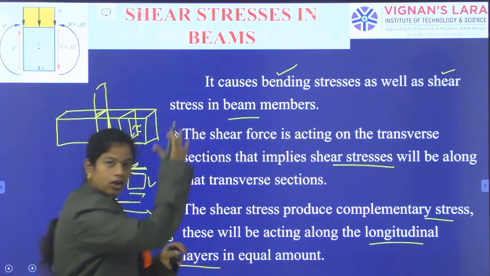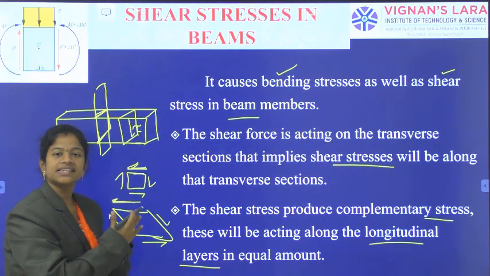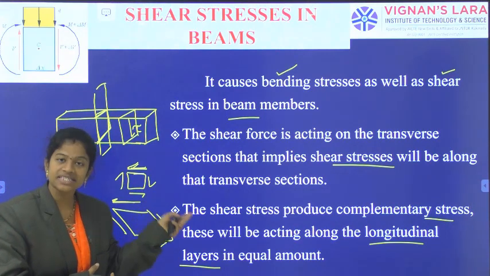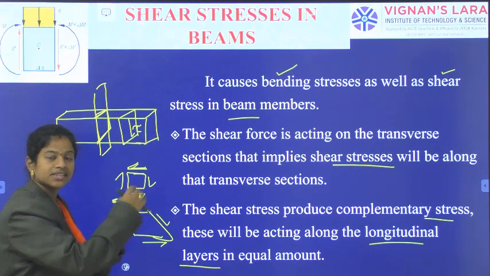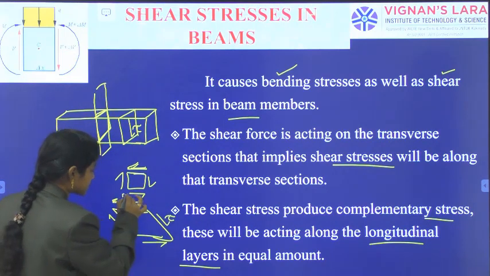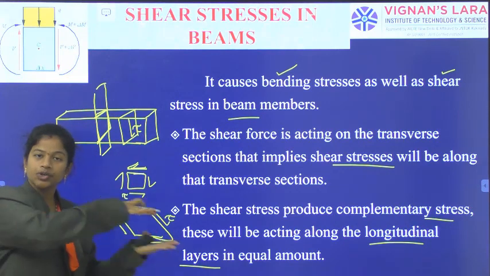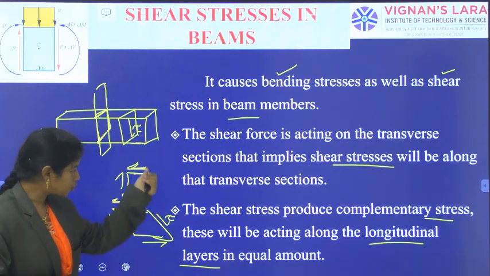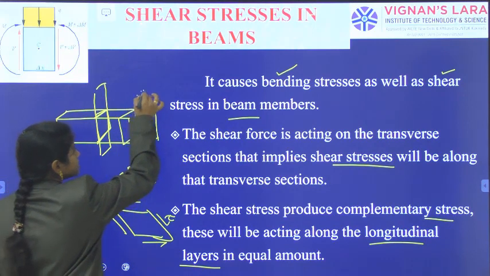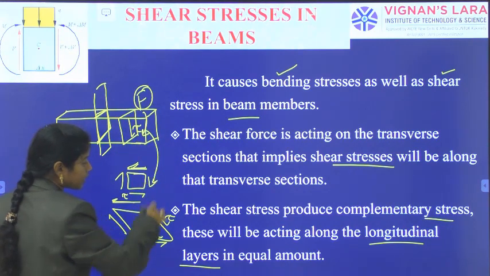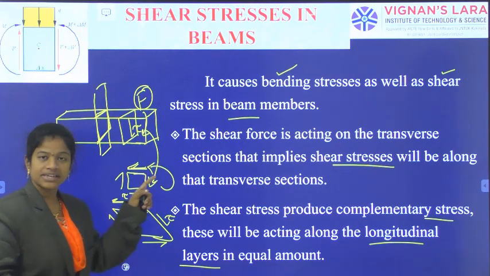So along the transverse sections, the shear stress is generated due to the shear force. Along with this, due to the complementary principle, shear stresses of the same amount are generated. So the same shear stress will act along the longitudinal layers also. Due to this shearing force F, tau is generated, and due to this tau along this direction, this complementary tau is generated.